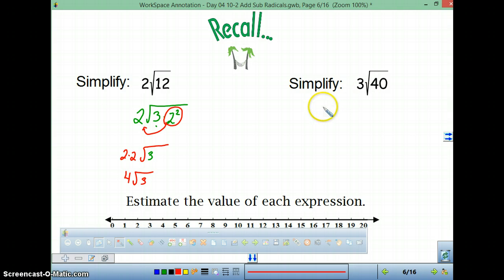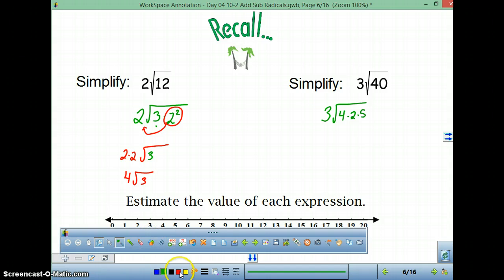This is the same thing as, let me go back to green pen, 3 times root 40. A simple way to split that is 4 times 10. 4 is a perfect square, so I don't have to simplify that one anymore. 10 is not prime. It either has to be a perfect square or prime. So let's take the 10 out, and we'll write 10 as 2 times 5.